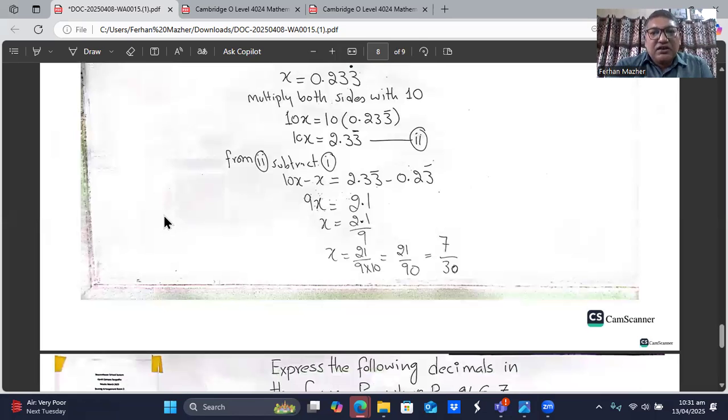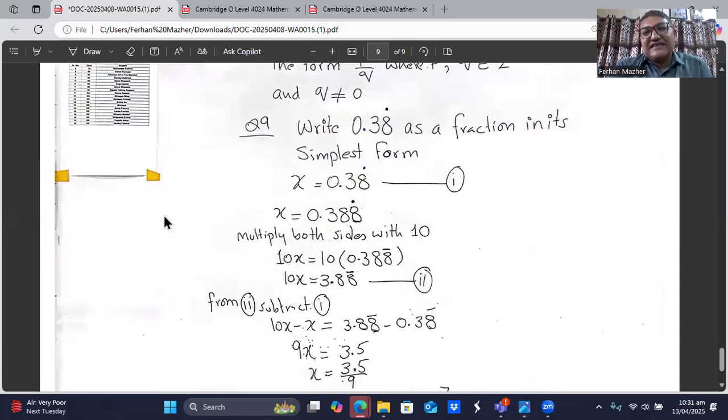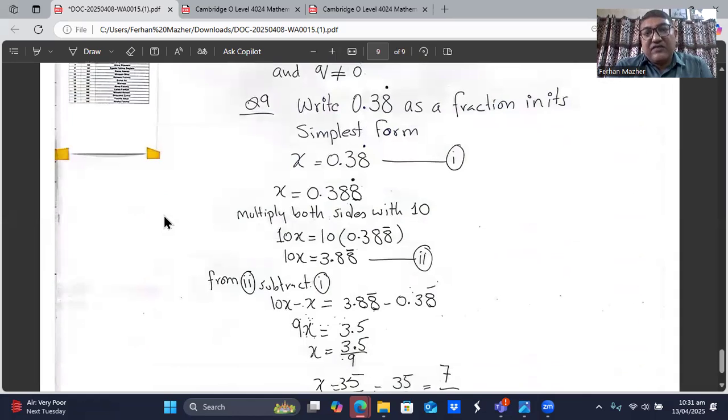Okay. You know that the non-terminating recurring decimal fractions are called irrational.